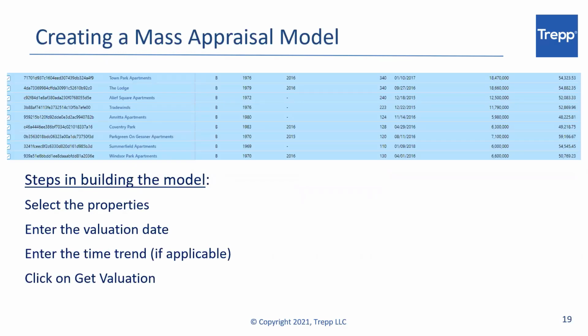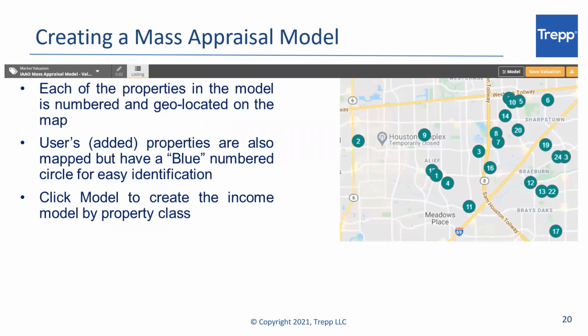If you actually wanted to create an income model, once the properties have been uploaded, you've selected your assessment date, you've put in your time trend, then you click on a Get Valuation button, and then it'll take that underlying data set and map them again, just like we saw in the previous screen, but now it assigns a comp number to each of the properties utilized in the model. So now, in addition to just seeing how close in proximity they are, you could reference each individual property by their assigned number in the model.